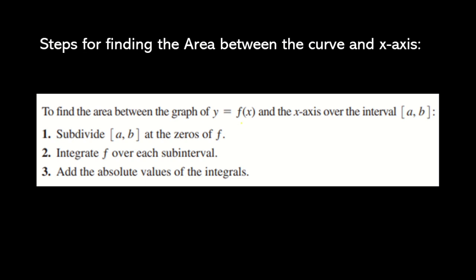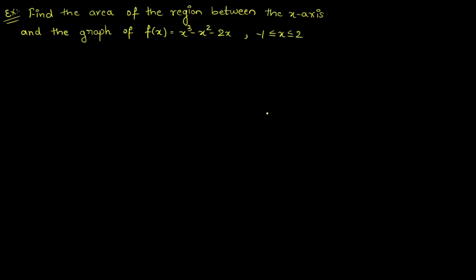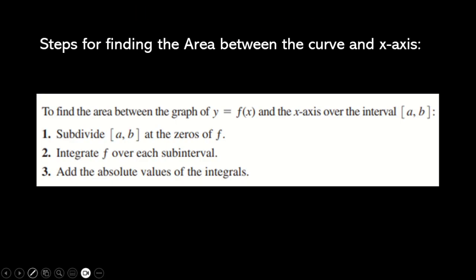Suppose you have a function of x and the x-axis, and the interval is a comma b, a closed interval. Then the first step is to subdivide the given interval at the zeros of f. That is, we equate the given function to 0 and see what values of x we get. That is what is meant by subdividing the interval a comma b at the zeros of f.